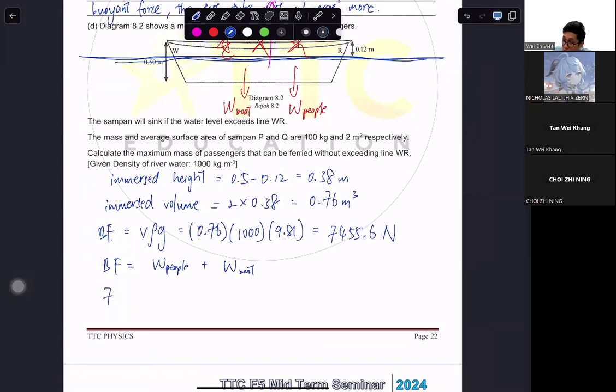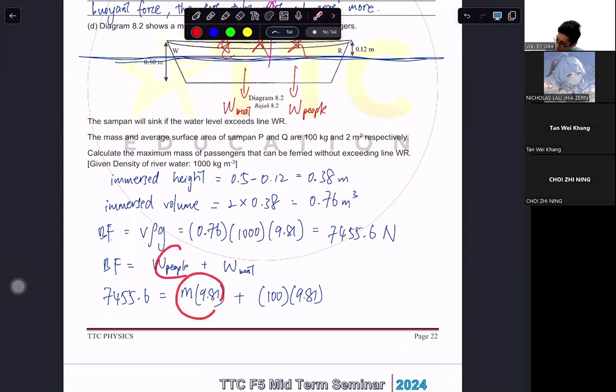Okay, so 7,455.6 is equals to the weight of people, which will be the M times the G, plus the weight of the boat, which is also the M times the G, but I already know the M. The mass of the boat is 100 kg. Okay, you all know what am I doing? This is mg of this, mg of this. So then you can find out what is the mass of the people. What is the maximum mass of passenger?